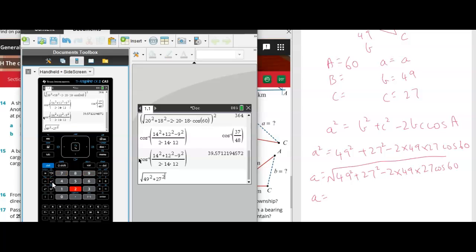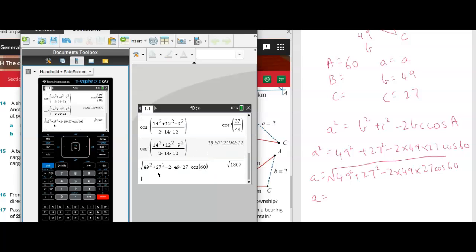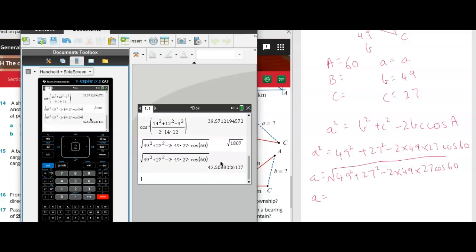Anyway, minus 2 times 49 times 27 times cos 60. Oops, forgot the 0. All right, so we're looking for a length. Let's think about our answer before we press enter. So we've got a 49 and a 27. And we get a square root of 1,807. Let's just press enter. Okay, so it looks quite like a reasonable answer. Okay, it's not 1,807. That's what we get if we forgot to square root it.